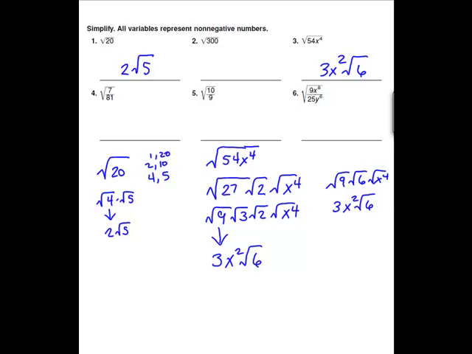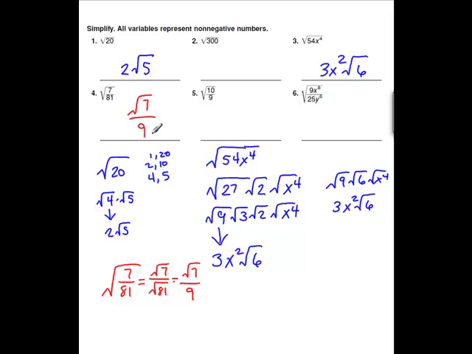The other examples that we have on this page deal with that of division. So the quotient of 7 over 81, we want to look at this as being the square root of 7 divided by the square root of 81. 7 is going to stay the same. 81 is going to become 9. We can see that, following our rules, the 7 is not going to be able to find a square root, so that's going to be our simplified version.